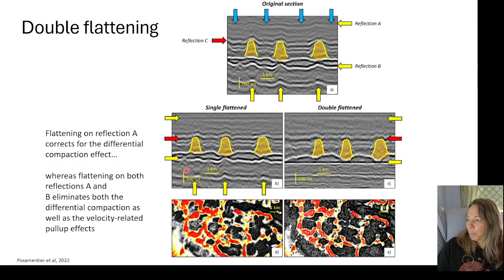We've still got a lot of pull-up down below it because of that velocity difference. But what we can do instead is we can double flatten. So we can flatten on both the reflection A and the reflection B. And so that can help us mitigate or eliminate as much as possible some of the differential compaction issues, as well as the velocity related pull-up effects.